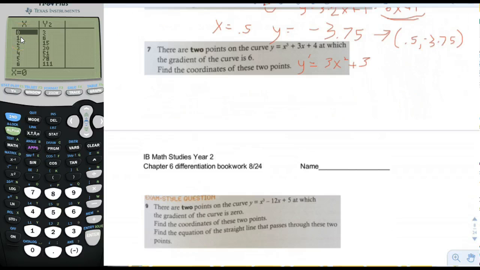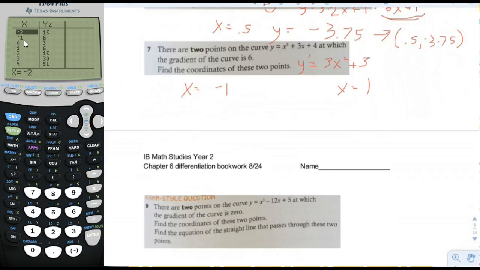But it asks, when is it equal to 6? What 2 points make it equal to 6? And you're saying, well, there's only 1 point here. Well, if you go up, there it is. Remember, a parabola is symmetrical. So if it equals 6 at a certain point, there's a reflecting point, which happens to be -1, where it's also equal to 6. So the 2 points are x equals -1 and x equals 1. At x equals -1 and at x equals 1, the gradient of the curve is 6.